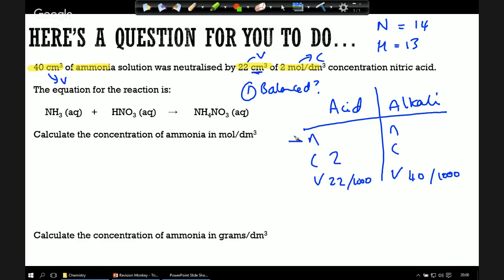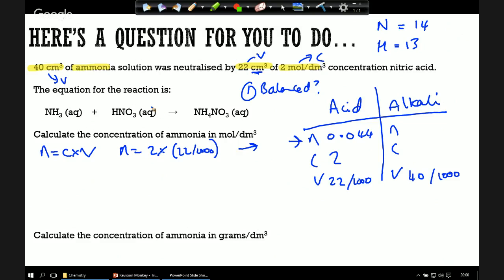So the only bit we can work out now is this N. And if we remember, N equals C times V, so the number of moles equals concentration times volume. So we can work out this bit, and we will end up with 0.044. And that was just by doing 2 multiplied by 22 divided by 1,000. And that will give us our 0.044.